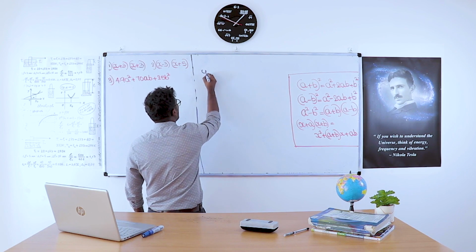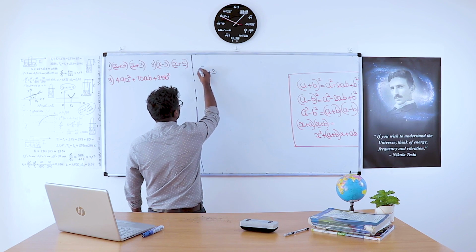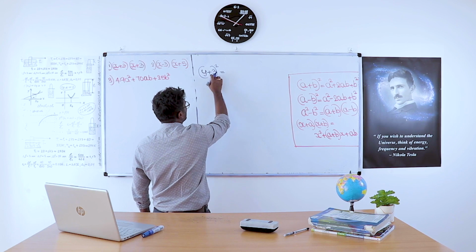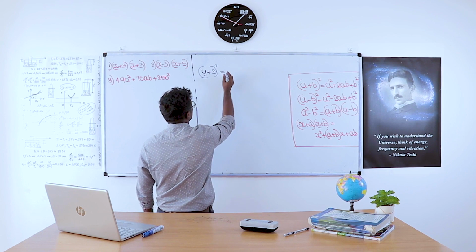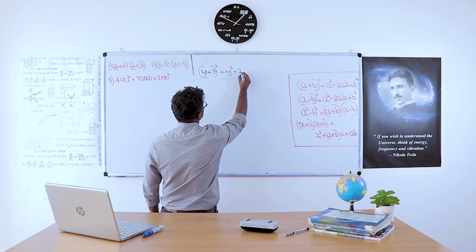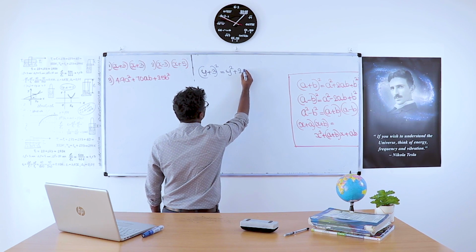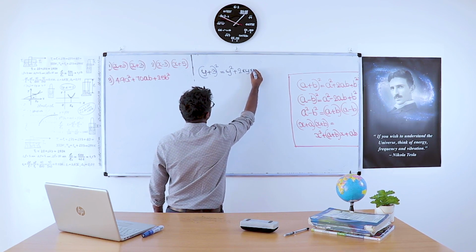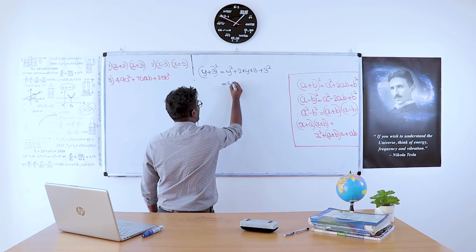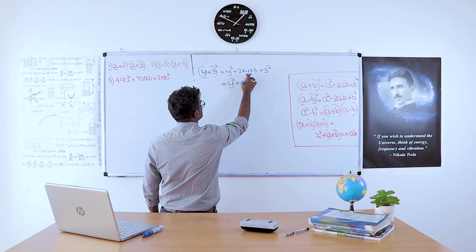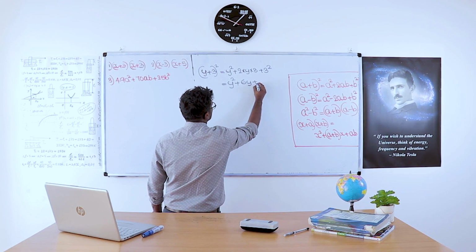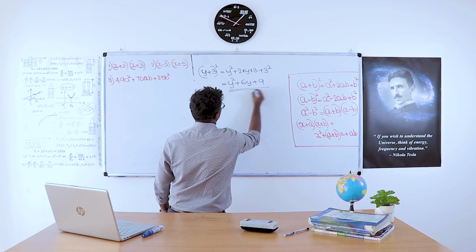y plus 3 the whole square. How will you expand y plus 3 the whole square? So this is in the format a plus b the whole square. How will you expand? That is y square plus 2ab. That means 2 into y into 3 plus 3 square. That is y square plus 2y into 3. That is 2 into 3, 6y plus 9. This is the expanded form.